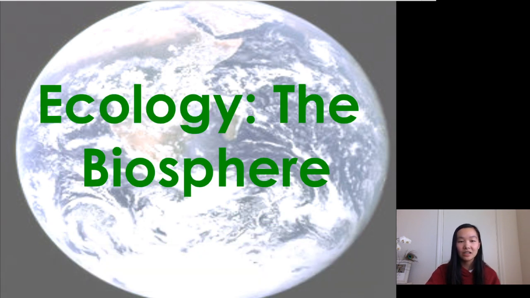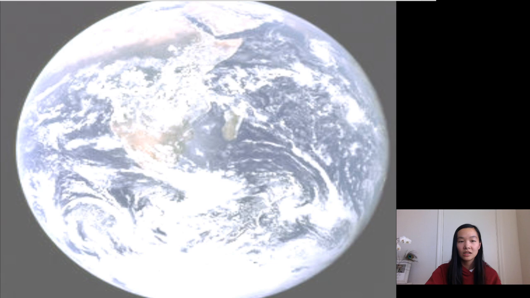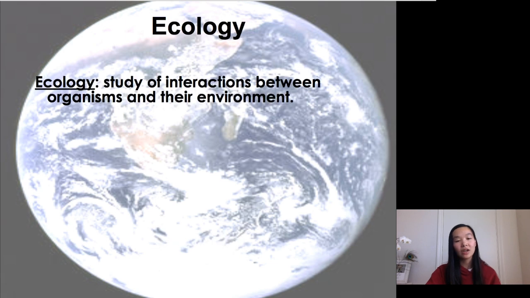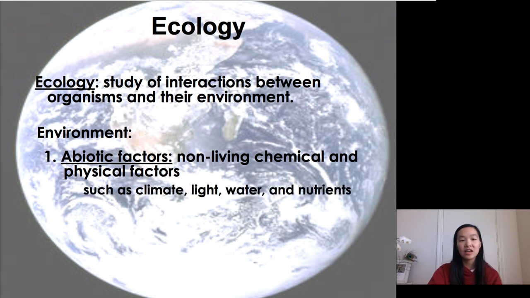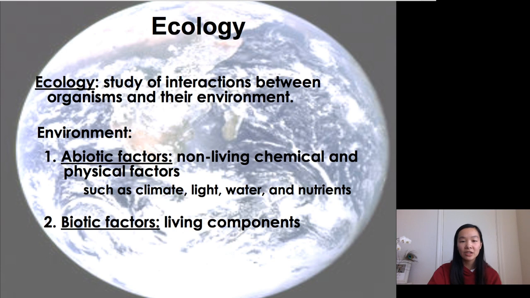Right, ecology. This is chapter 50. Ecology is defined as the study of interactions between organisms and their environment. When we're talking about the environment, there are two main categories of factors. You have your abiotic factors. A means non, and bio means living. So these are your non-living factors, like sunlight, weather, climate, water, nutrients, wind, and stuff like that. And then you also have your biotic factors, which are the living components of the environment.